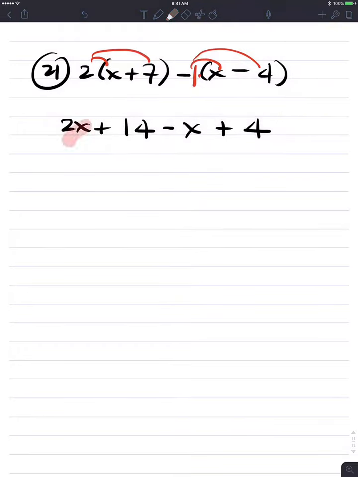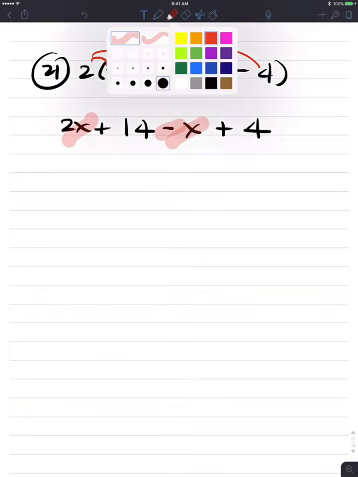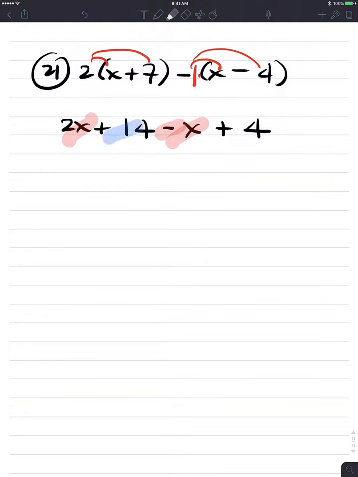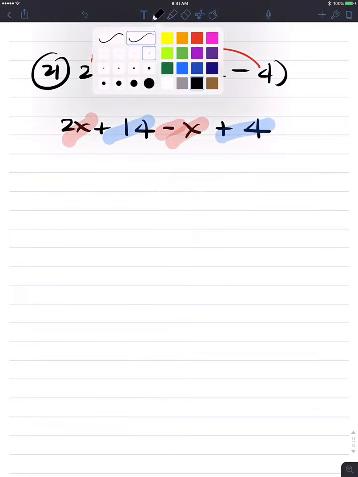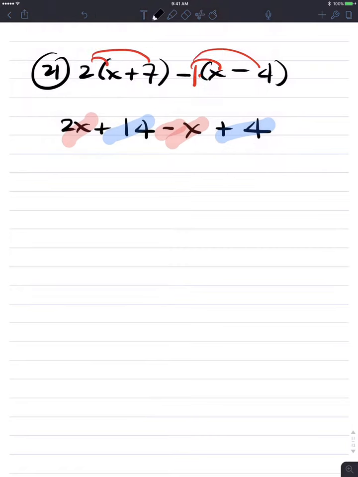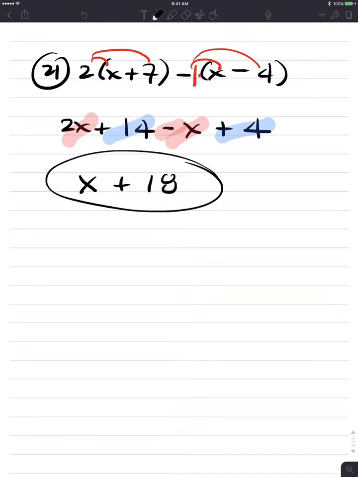We're going to identify which terms are like. These terms are like. Don't forget there's a negative sign. 14 and 4. We're going to combine the terms in red and combine the terms in blue. 2x minus x is just an x. Plus 14 plus 4 is plus what? 18. You are done.